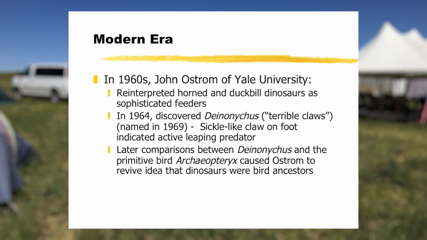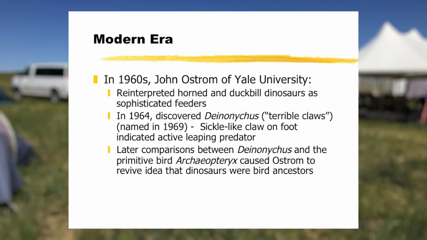1960s, jumping ahead, John Ostrom of Yale University reinterpreted horned and duck-billed dinosaurs as being sophisticated feeders. That's what I told you when we talked about the ornithischian dinosaurs. Their chewing apparatus is the most sophisticated of any animal. In 1964, he found Deinonychus, the sickle-like claw in the foot, and he suggested this was used for ripping out the guts of its enemies or its prey. Other people have since suggested that this was used for climbing trees.